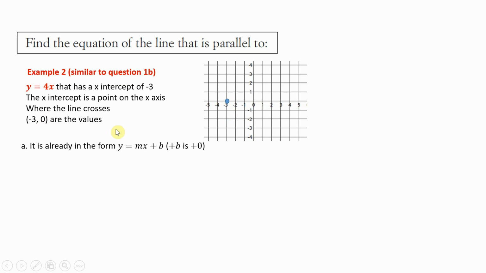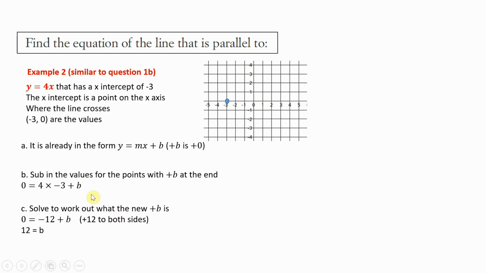So what do we do with all this? Firstly, it's already in the form y equals mx plus b, but there's no plus b because it's 0. So that's okay. Sub in the values for the points with plus b at the end. So for y, we put 0. There it is. For x, we put minus 3. So because it's 4x, it's 4 times minus 3, and then the plus b at the end because that's the one we want to find.